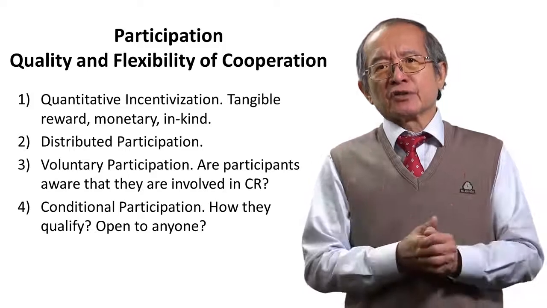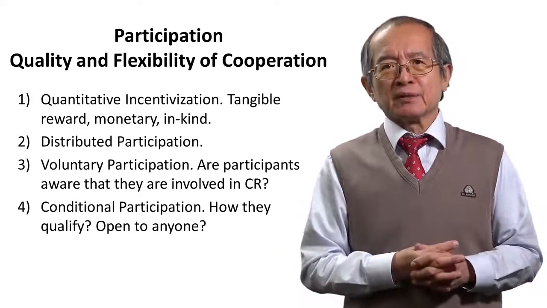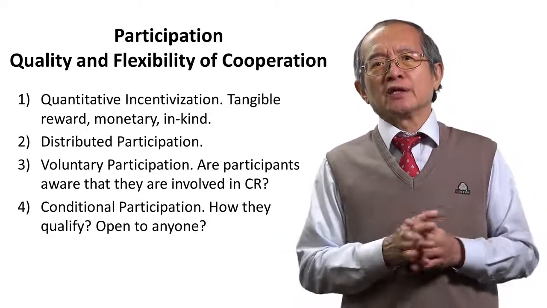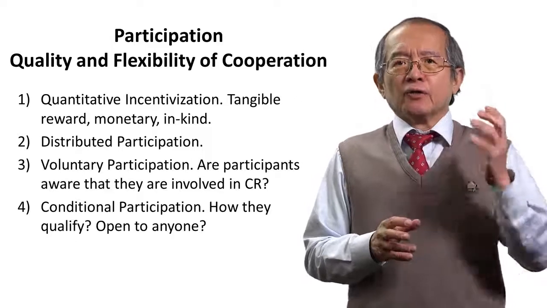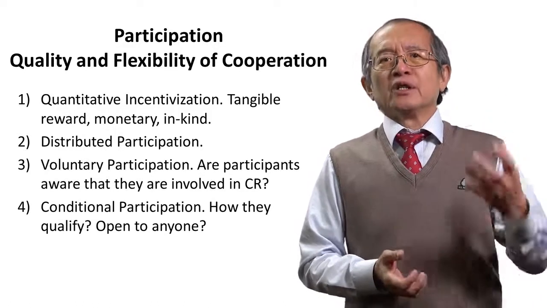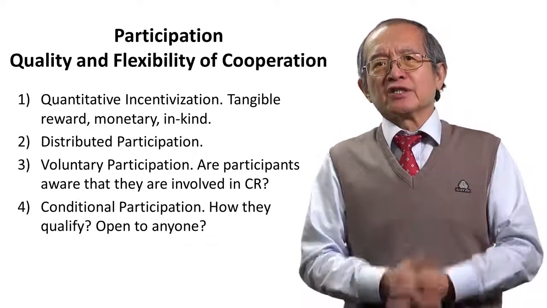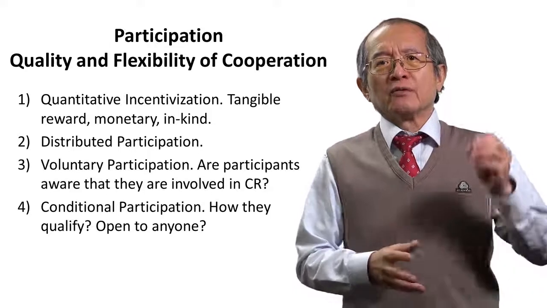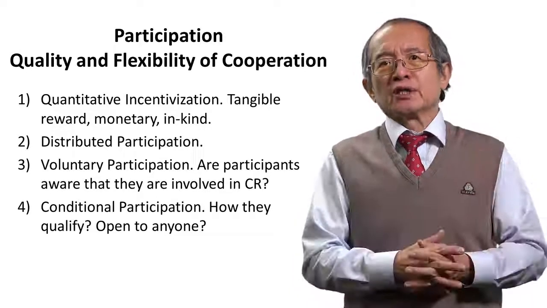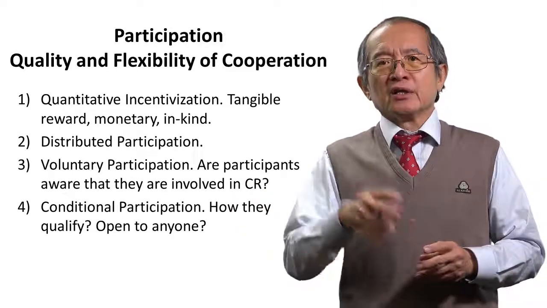Quantitative incentivization. Here we consider tangible rewards, maybe monetary income contributed to the participants. Distributed participation. Here we consider participants from diverse corners of the internet, but coordinating in a manner following the same distributed protocol to realize the CRS services. Volunteer participation. Here we are talking about whether participants are aware that they are involved in CRS, and whether they know the consequences of providing such CRS services. Some can be sued by their government due to CRS users carrying out illegal or offensive activities through the connection or server they provide.